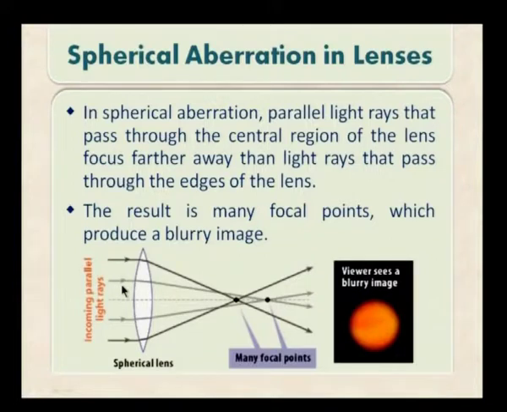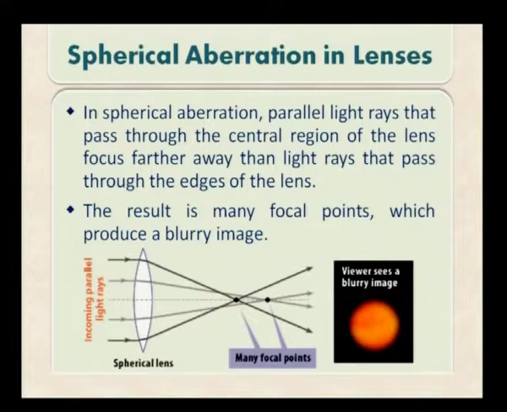So, in spherical aberration, parallel light rays that pass through the central region of the lens focus farther away. The central region rays are getting focused at this point as you observe here, whereas the marginal light rays are getting focused at a nearer point. That is, the light rays that pass through the edge of the lens, that is the one that leads to the problem. The result is many focal points, which leads to the formation of a blurred image.